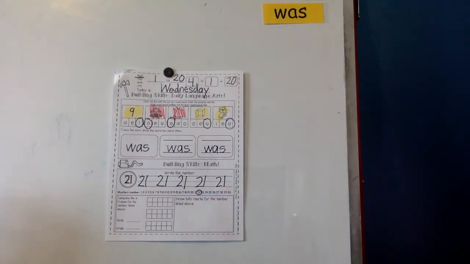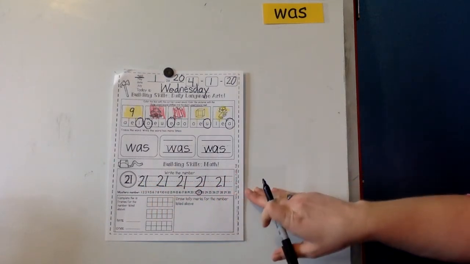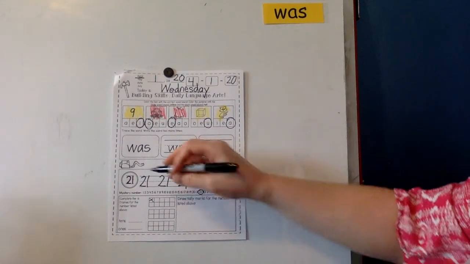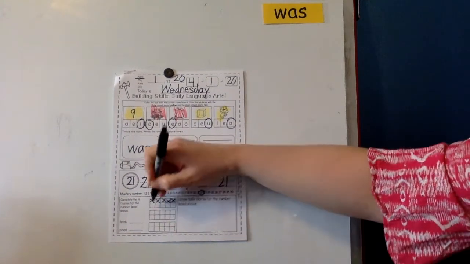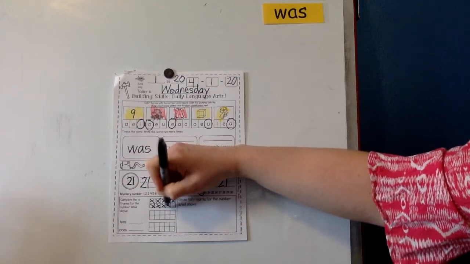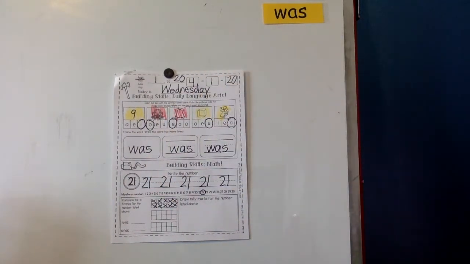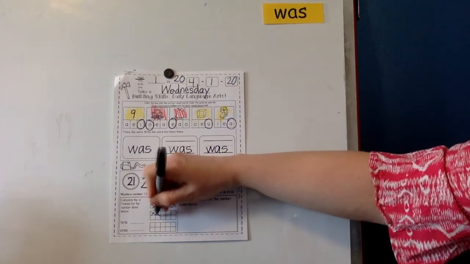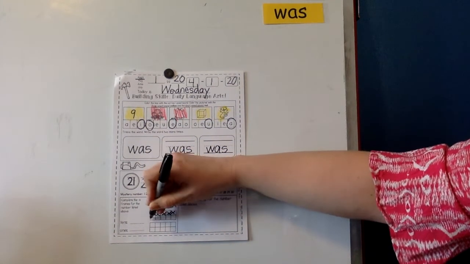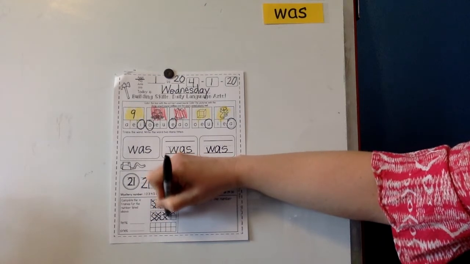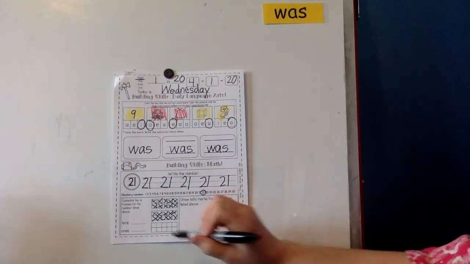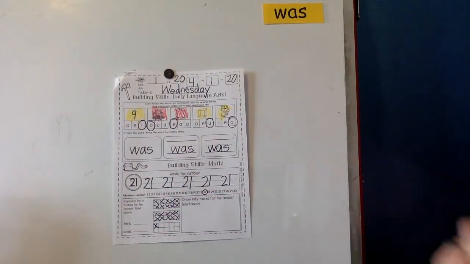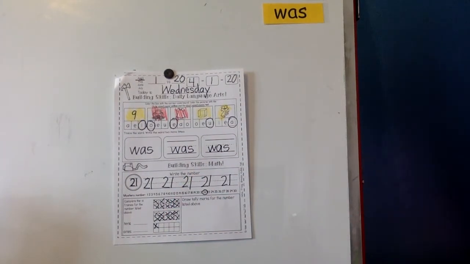Now, they want us to complete the 10 frames for the number listed above. So our number is 21. So remember, we have to start at the top and draw our X's. So I'm going to draw, and I know that 21 has how many 10s in it? It has 2 10s. So I get to color or X in 2 of the 10 frames. So there's my 20, and then we have 21. So I'm just going to X in 1 more in that last 10 frame.